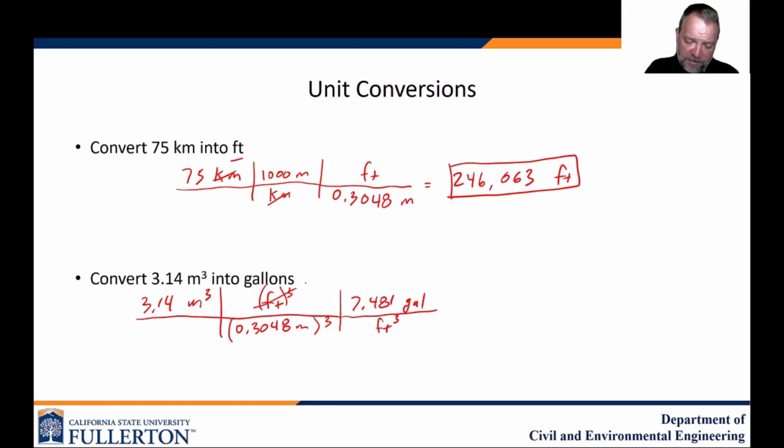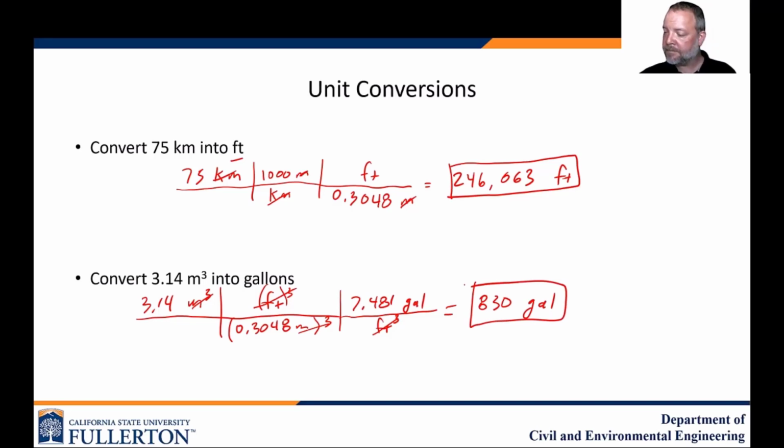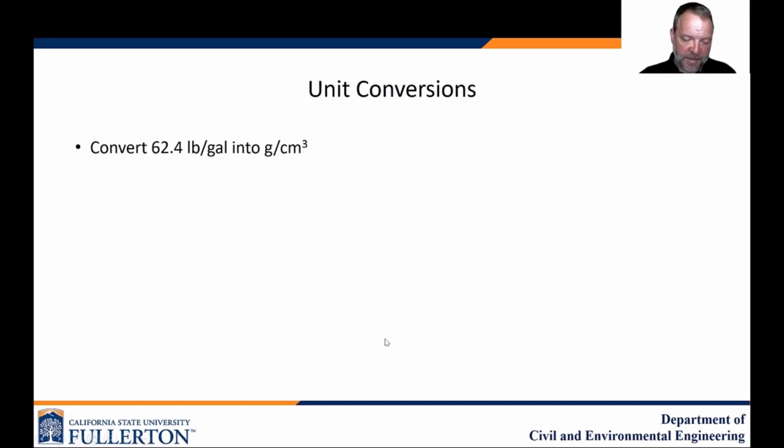So I can cancel out cubic feet, cubic meters, and I'm left with just gallons. I forgot to cancel out meters in the previous one. I'm left with just gallons, and that's the unit that I'm looking for. So I do my multiplication, 3.14 times 7.481 divided by 0.3048 cubed, and I get that is 830 gallons. Not too bad, not too bad. Next, I want to convert 62.4 pounds per gallon into grams per cubic centimeter.